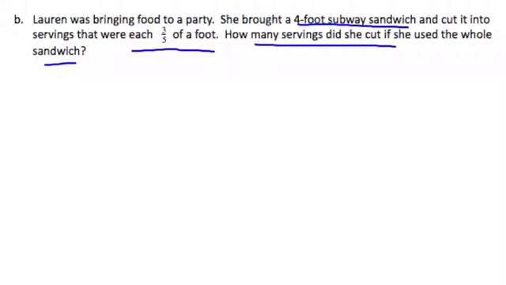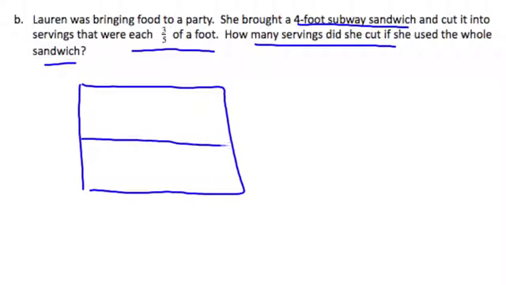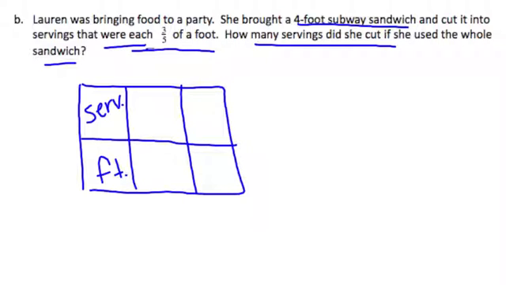Well, again, I know I have 3 numbers, 4 feet, servings, there's 1 serving, and 3/5 of a foot. So feet and servings are the 2 labels for this one. So I'm going to set up a proportion box. So I have servings, and I have feet. Now, I'm going to go back to this. It says each serving is 3/5 of a foot. That means 1 serving is 3/5 of a foot. So 1 serving, 3/5 of a foot. We know that she has 4 feet of the sandwich, and we want to know how many servings that would be.